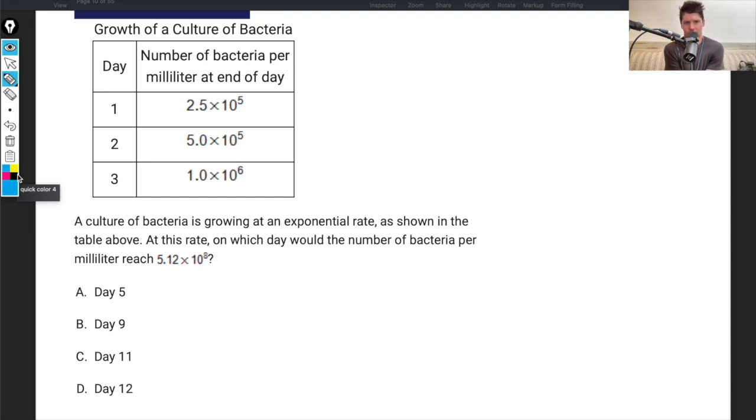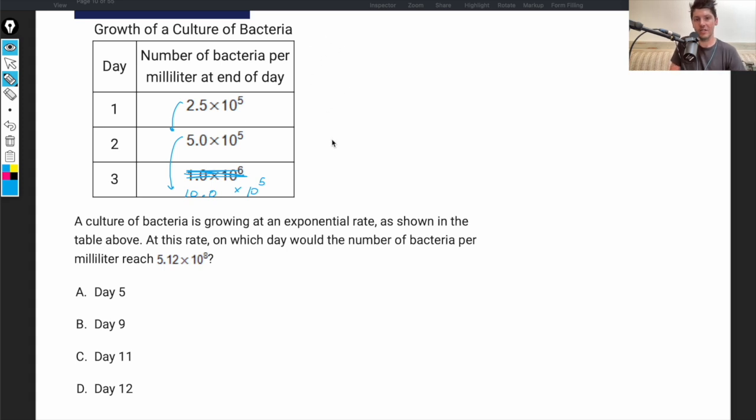So we have this table with 3 days listed and the number of bacteria per milliliter at the end of each day listed in scientific notation. This is a really good question. There's some real challenges here. Now, you could take a brute force approach to this, and it wouldn't be the worst thing. The first thing you might do is rewrite day 3 as maybe 10.0 times 10 to the 5th. That might help you realize the relationship, which is a doubling from 2.5 to 5, from 5 to 10. We've got a doubling, right?